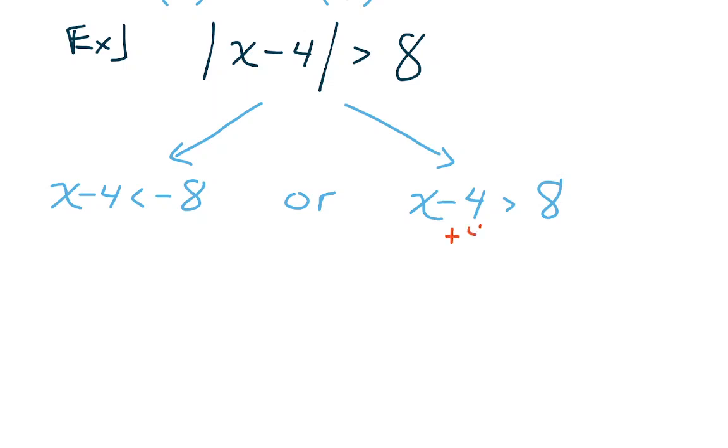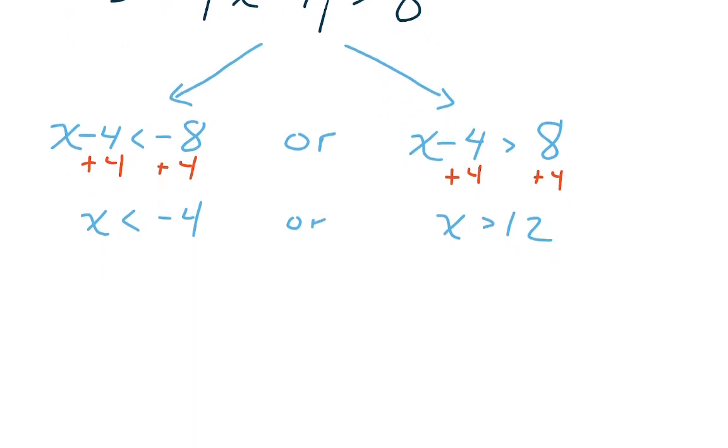I just need to solve both these inequalities, do good stuff like add 4 to both sides. Now it looks like I'm actually greater than 12. Over here when I add 4, I get a completely different number. For one thing, it's less than negative 4.